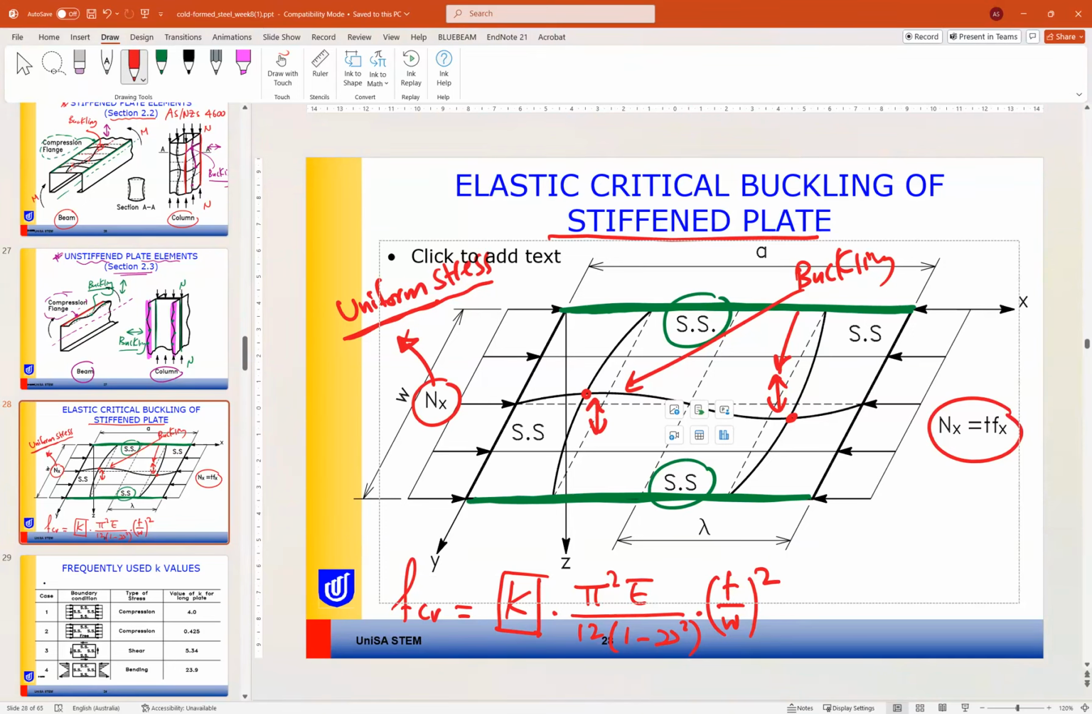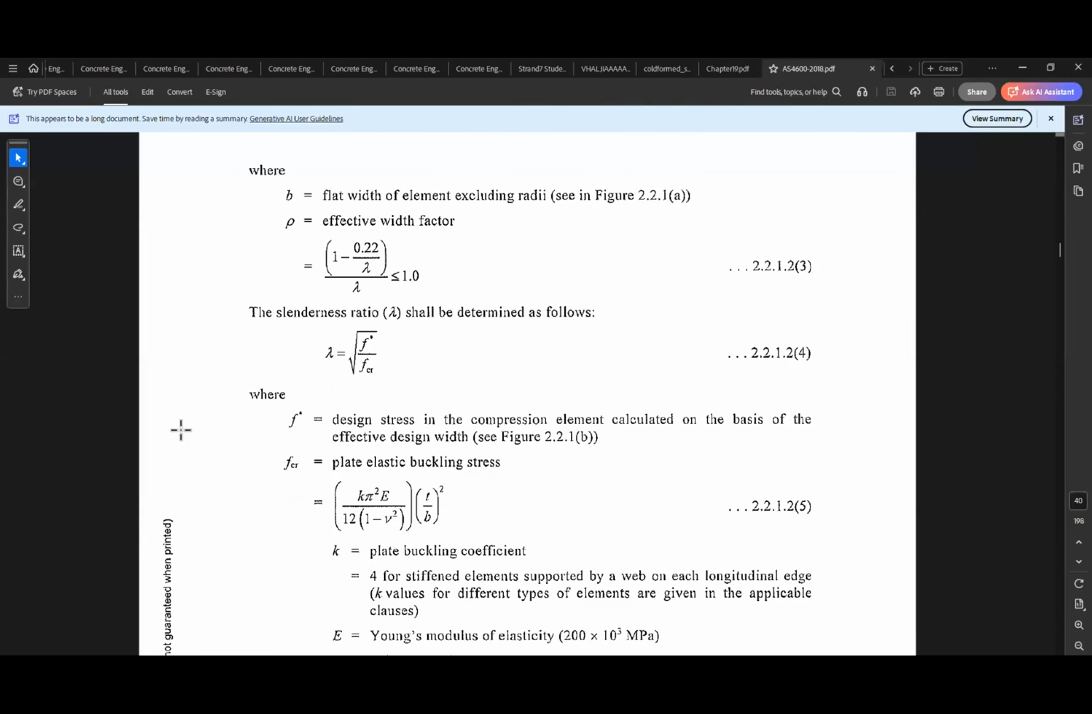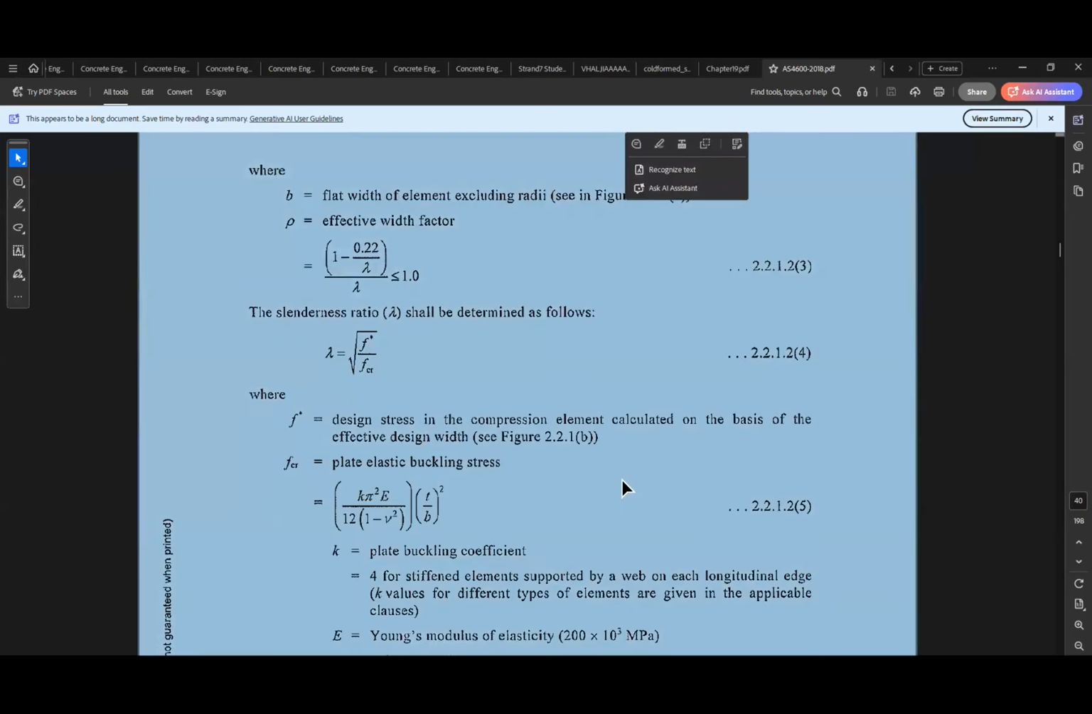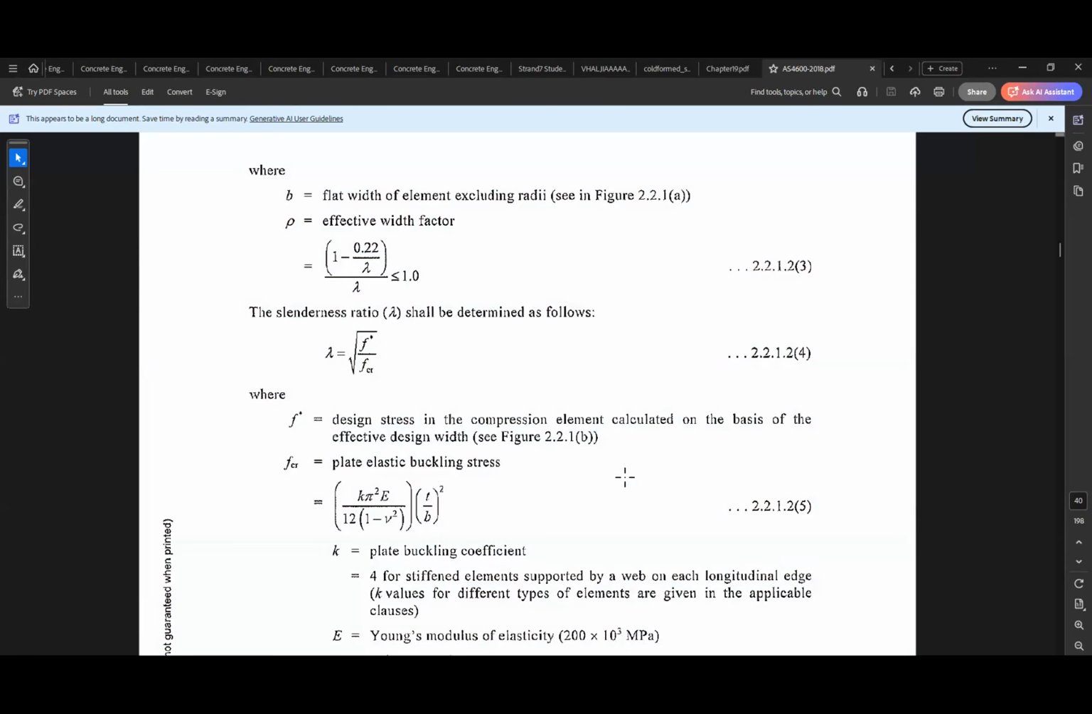And this can be found here as well, I will show you in the standard. So this clause here is the plate elastic buckling stress, close to 0.2, 0.1, 0.25. So if we go back to our slide, this is the formula.